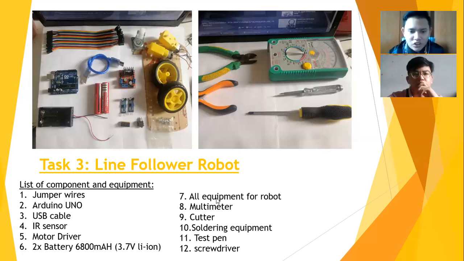And number six is all equipment for the robot. You can see here our equipment for our robot. And number seven is multimeter. Number eight, cutter to cut our wires. And number nine, soldering equipment. In this picture, we don't have our soldering equipment because it is too dangerous to put on the table. So number ten, test pen, and number eleven, screwdriver.